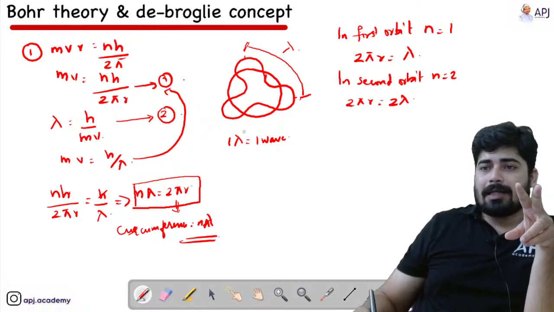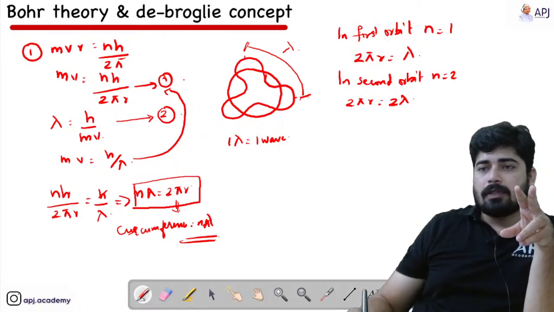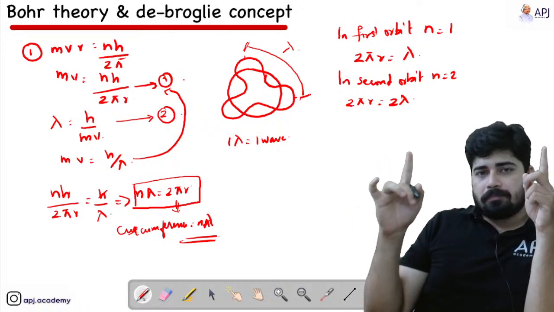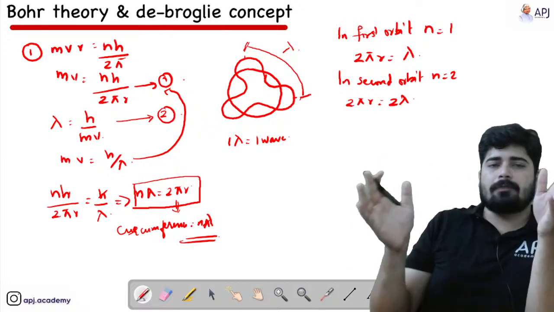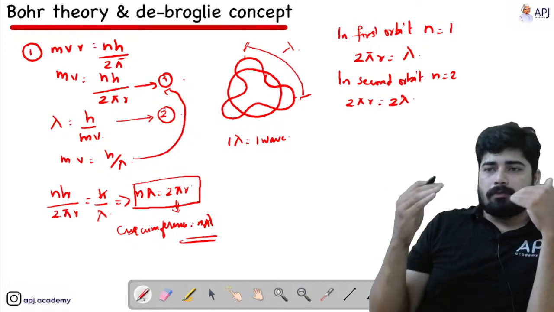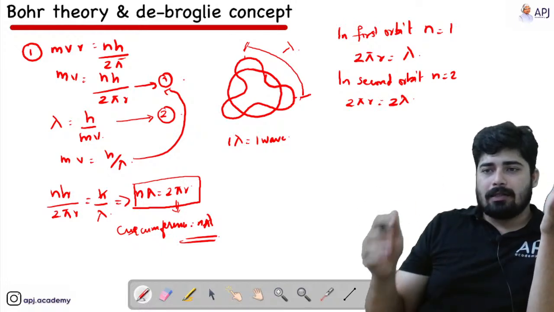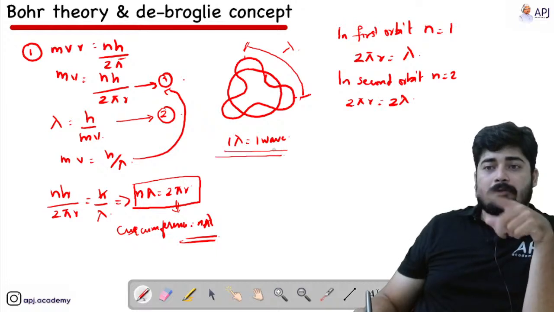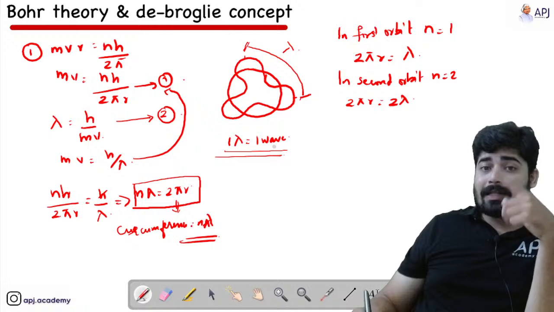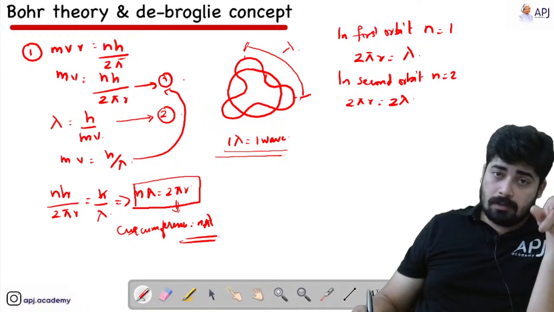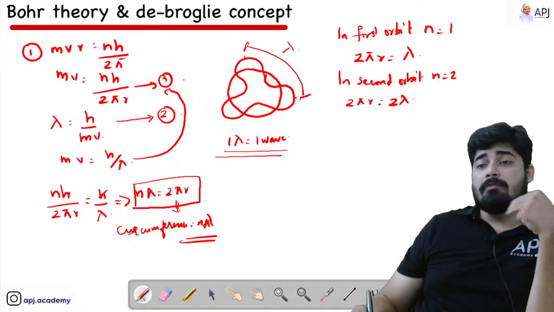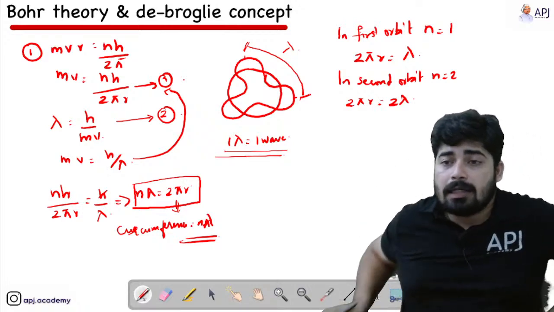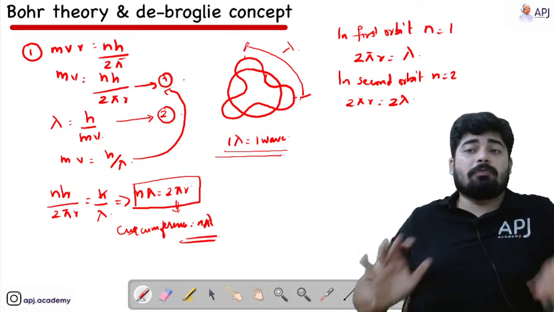Here you can see this is just 1 wave. The distance between two corresponding crests or troughs is the wavelength, so 1 lambda is equal to 1 wave. With just 1 wave, an electron covers the first orbit. With 2 waves, it can cover the second orbit. With 3 waves, it can cover the third orbit. Likewise it goes. So this concept should be very clear.